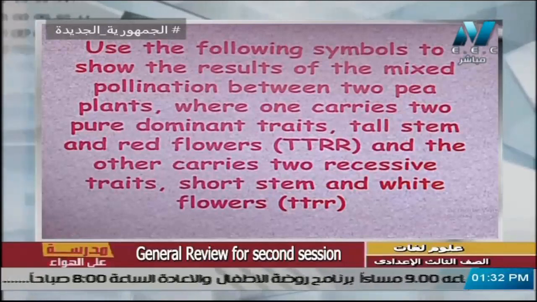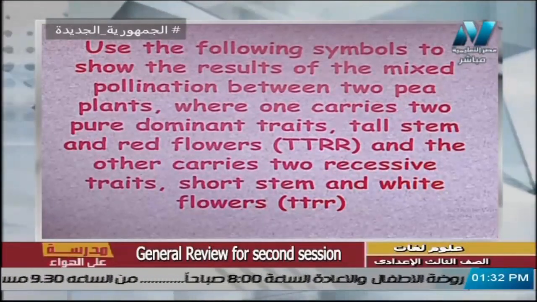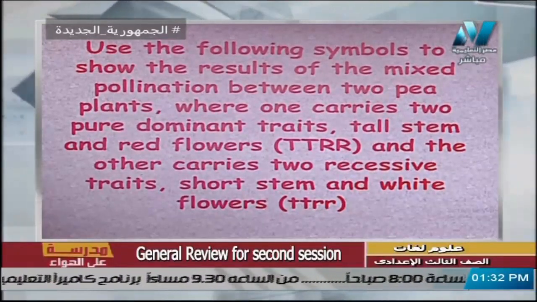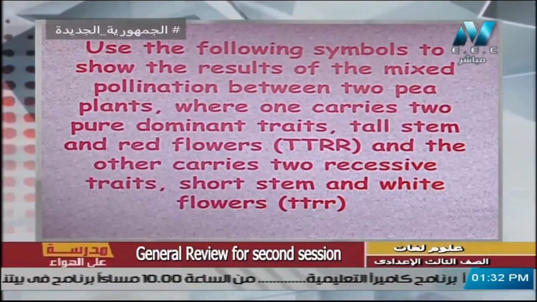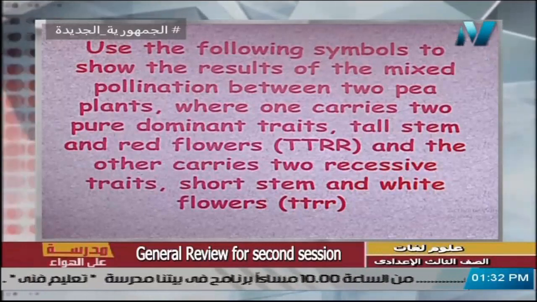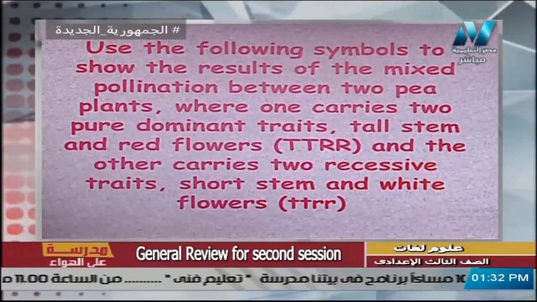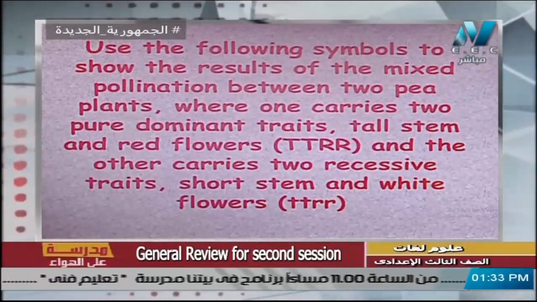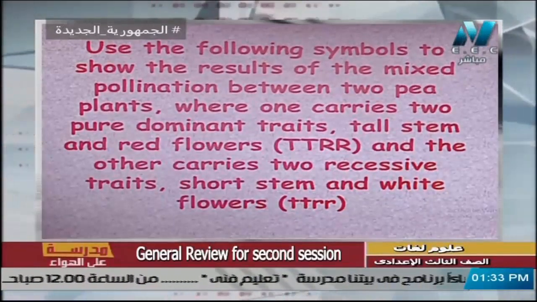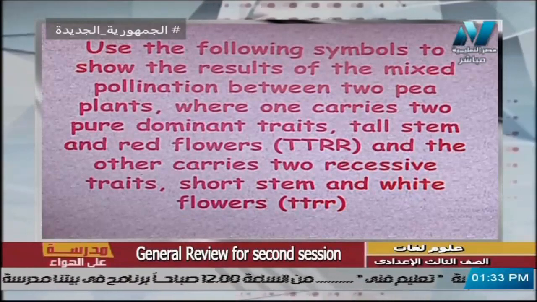Using the following samples to show the results of the mixed pollination between 2 pea plants where one carries 2 pure dominant traits, tall stem and red flower, and the other carries 2 recessive traits, short stem and white flower. طبعا دي مسألة من نوع كبير قوي يمكن اتكلمنا عنها قبل كده بتحتاج وقت طويل جدا واعتقد وقتنا مش هيسمح النهارده فمعلش هنعملها اسكيب وناخد example تاني.